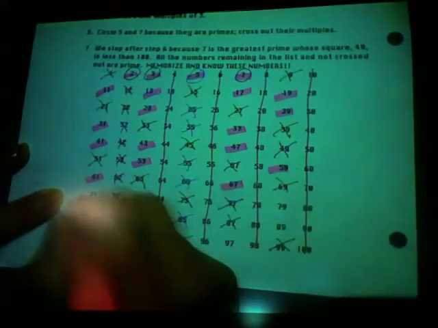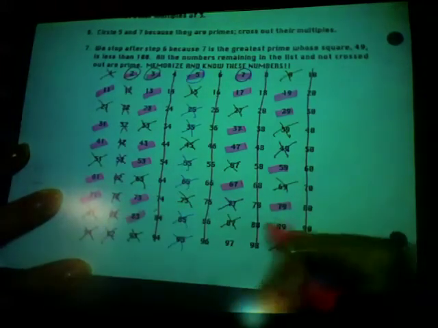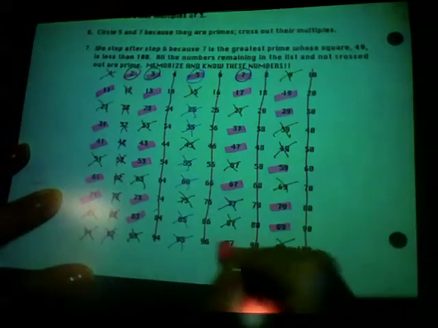So you've got 2, 3, 5, 7 in the first row, 11, 13, 17, 19, 23, 29, 31, 37, 41, 43, 47, 53, 59, 61, 67, 71, 73, 79, 83, 89, and 97. Did I miss any?